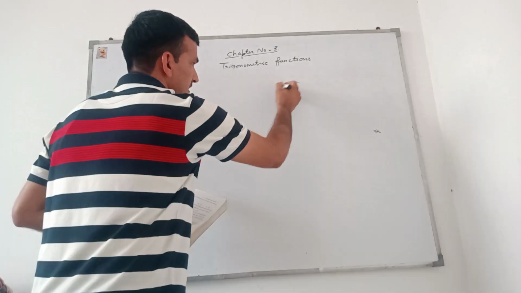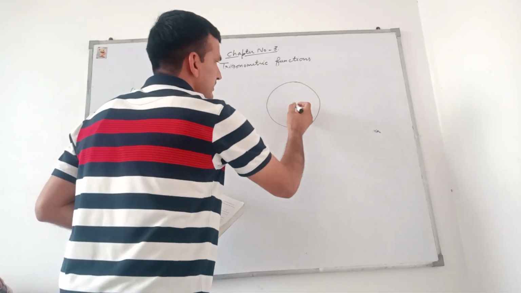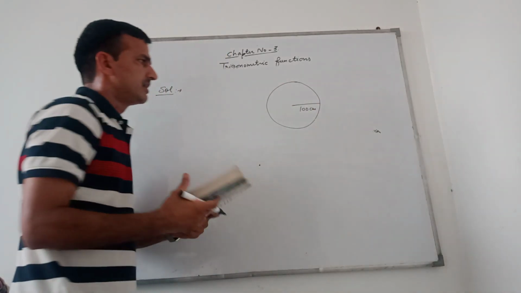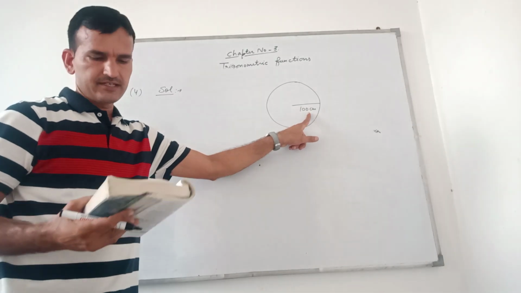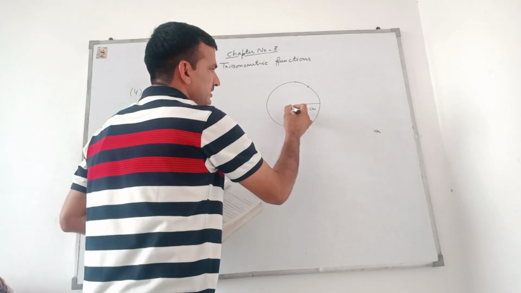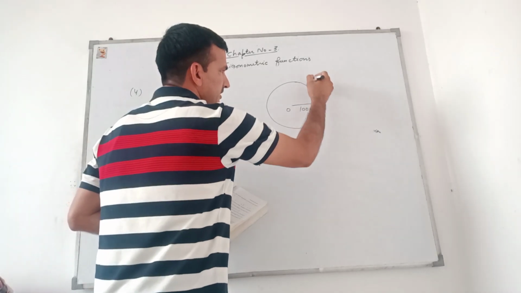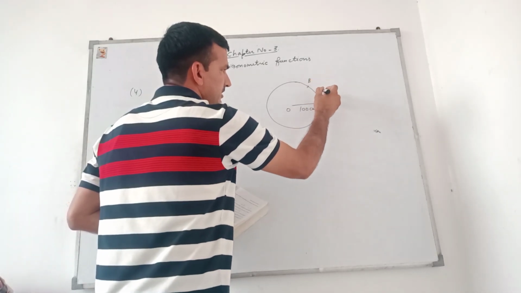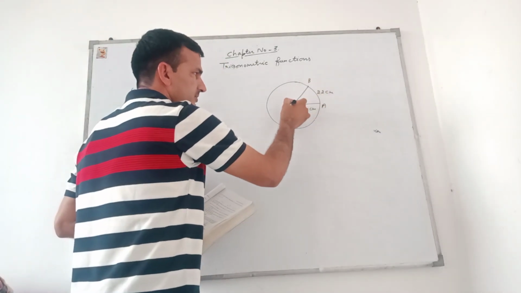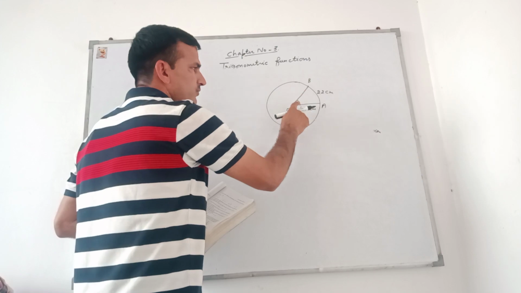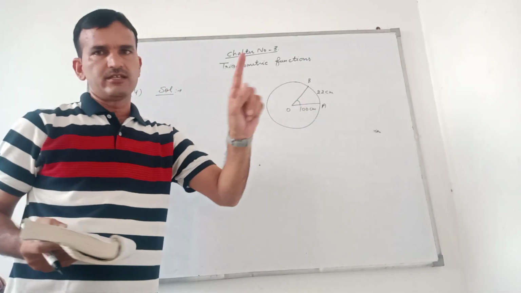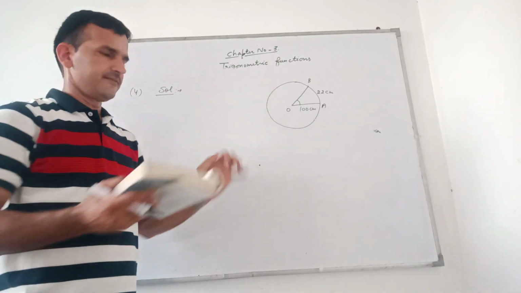This is a circle whose radius is 100 centimeter. Let this be the arc, the center is O, this point is A, this point is B. The length of the arc is 22 centimeter. We have made OA and OB. We have to find this angle in degree.